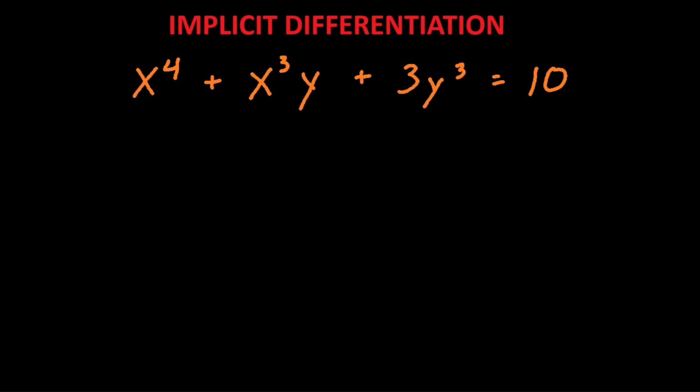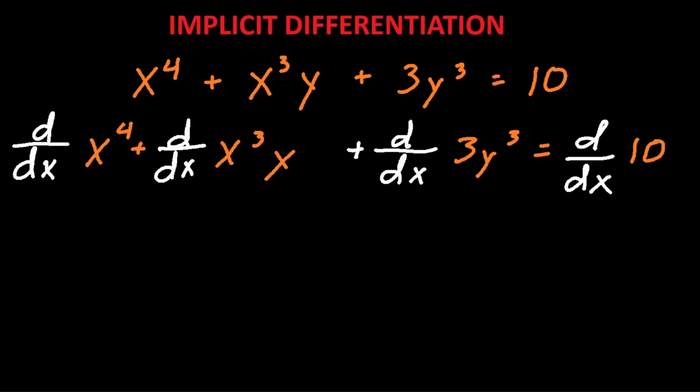For this next example, we're going to have a couple extra steps. Our first term is just in terms of x. The second term is a product between an x term and a y. And then the final one here is going to be in terms of y. So once again, we're going to take the derivative of each term in terms of x. Now we take the derivative of each term.